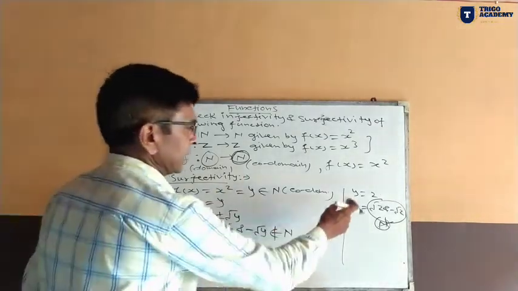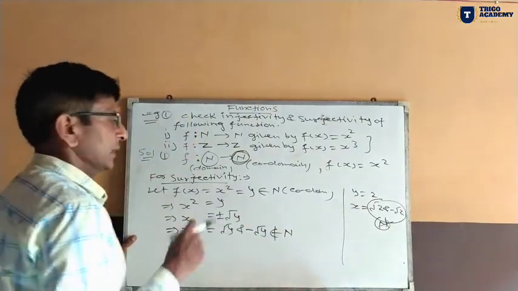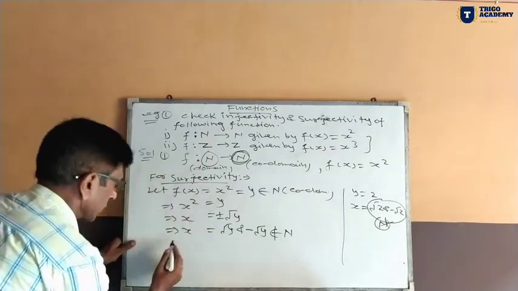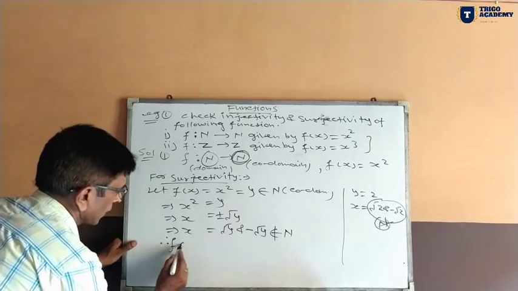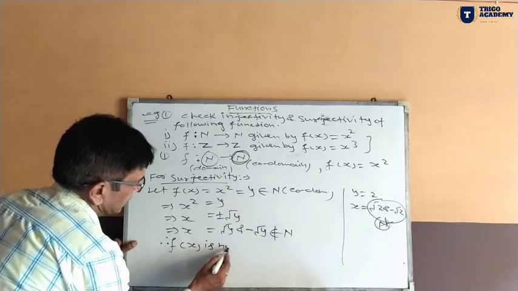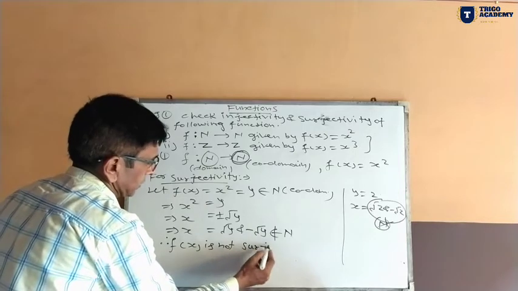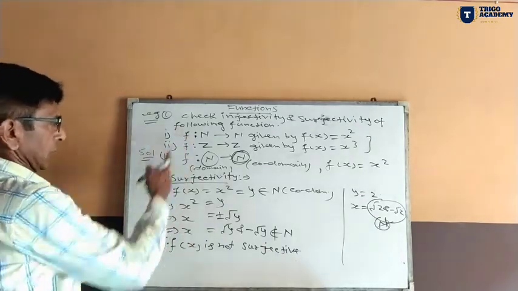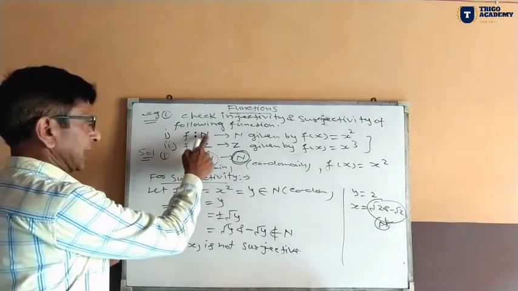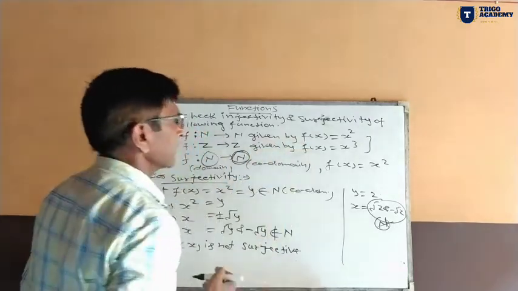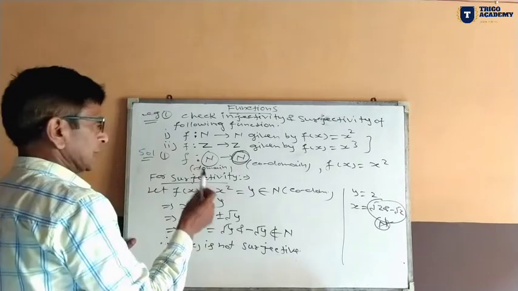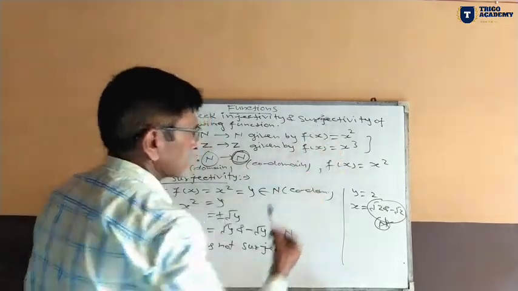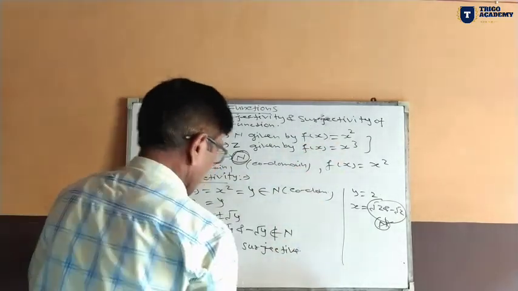Many elements of the codomain are without pre-image. Therefore we will say this function f(x) is not surjective. Okay, it means the function defined from natural number to natural number by f(x) equal x square is an injective function but not a surjective function.